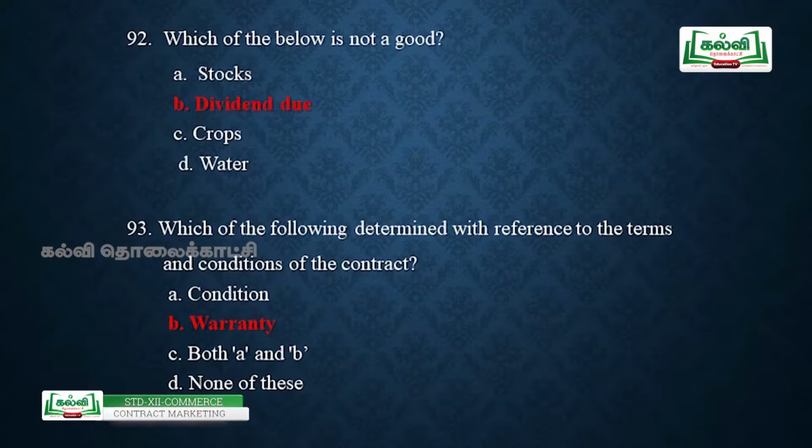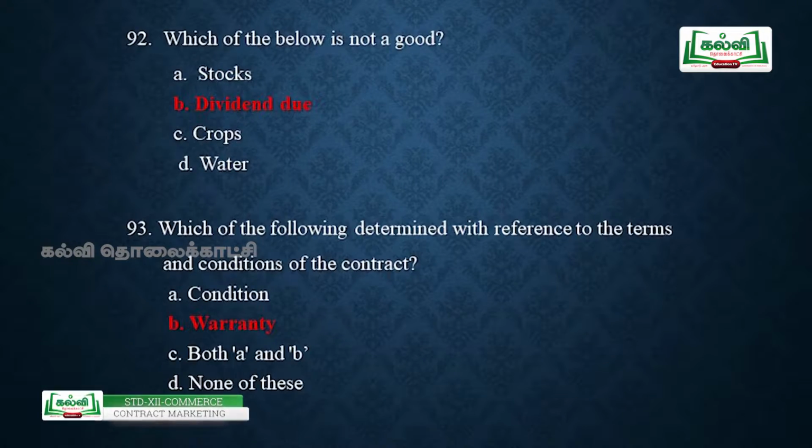Okay. Then next we pass on to: which of the below is not a good? First option we have stock. Stock is the physical product, we all know, we can see the product. Next one, dividend due. Dividend due is outstanding. Then next one, crops, we all know. Next one, water. Then dividend due outstanding is not a good, because it is the outstanding dividend.